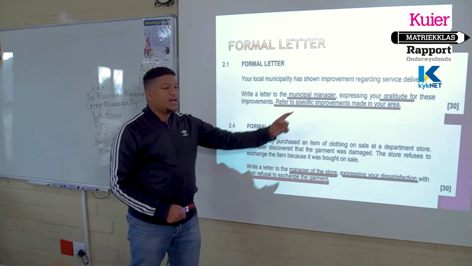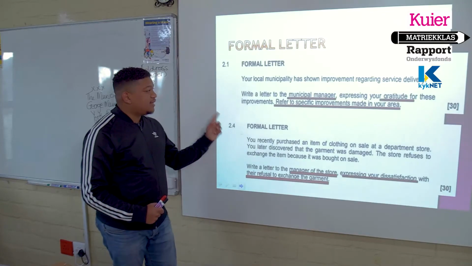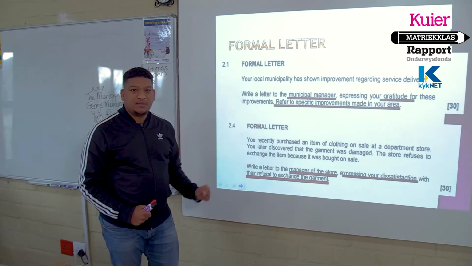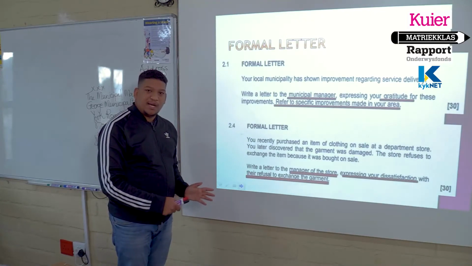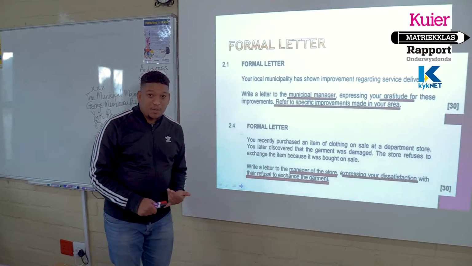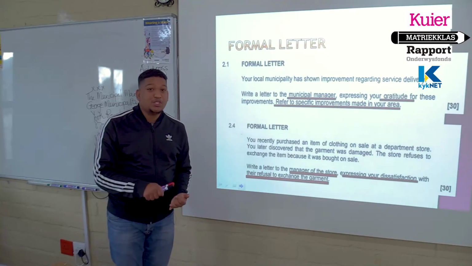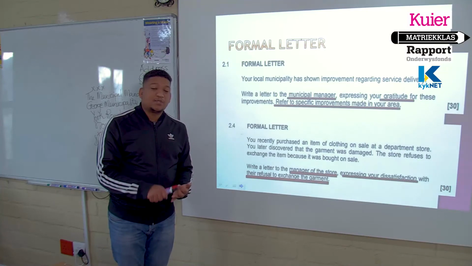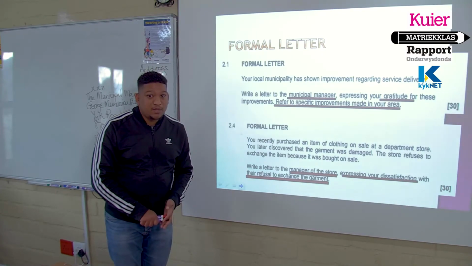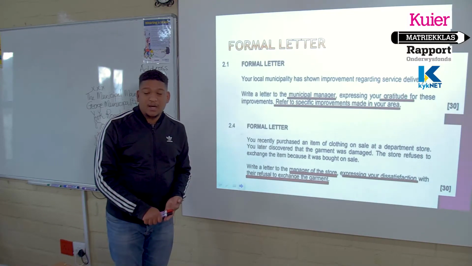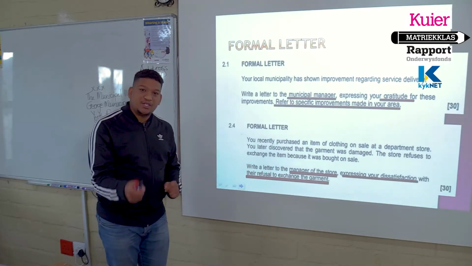The second part, I need to express gratitude. So it's a letter of appreciation. And then I'm going to refer to specific improvements. Now I need to think to myself, what were the improvements made in the area? They fixed the potholes. They implemented more speed bumps to ensure the safety of the learners, of the kids in the area. They fixed the lampposts because that has been a problem. There are many things that have been fixed and improved in the area. So I mention those things.